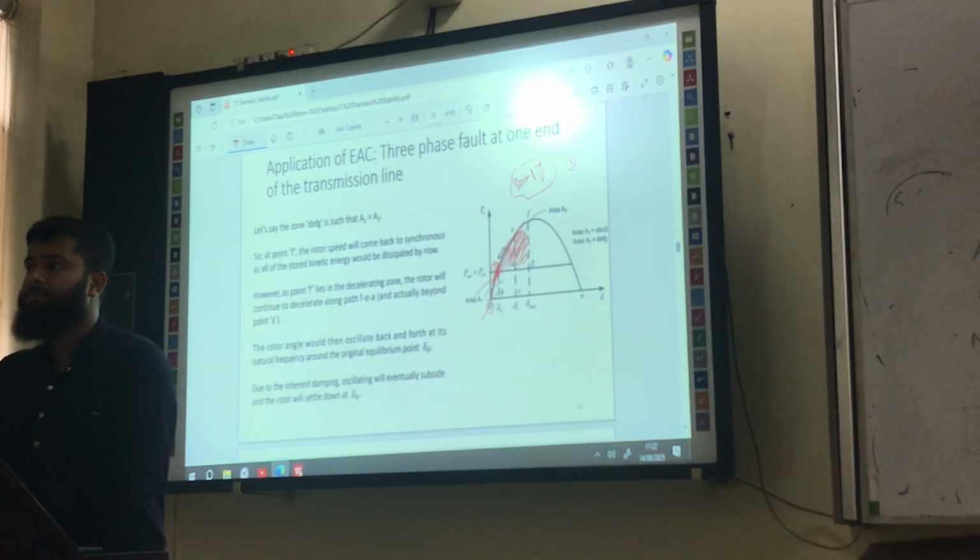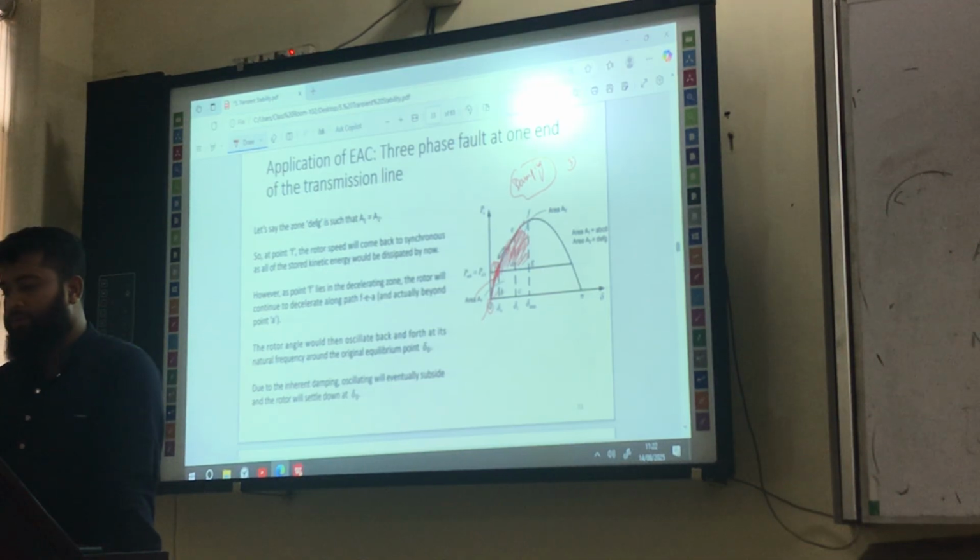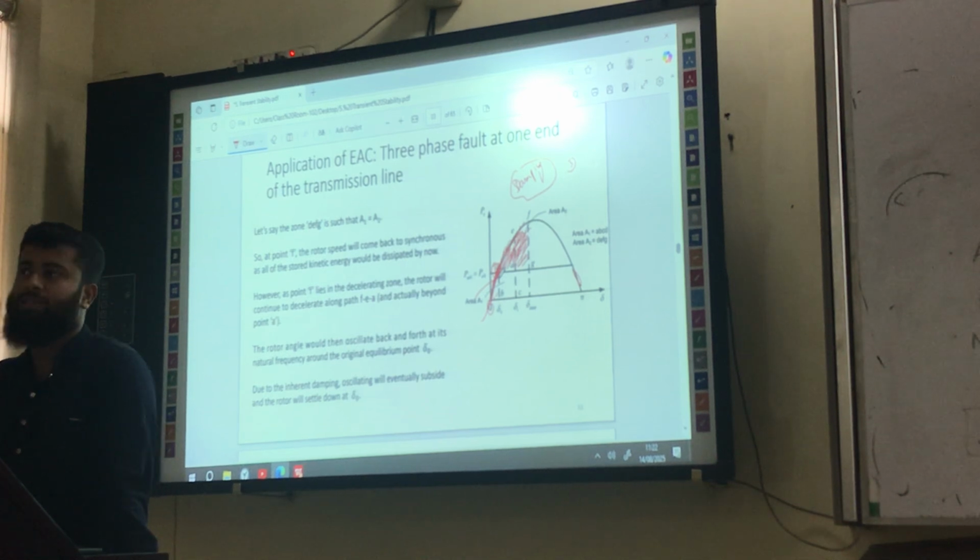Now, the system will be unstable. Actually not unstable, because it is operating within this region. It is not going here. So it is still stable. We will say it is stable or marginally stable. It is not unstable. But if we use damping, then it will be dually stable. That is the thing.